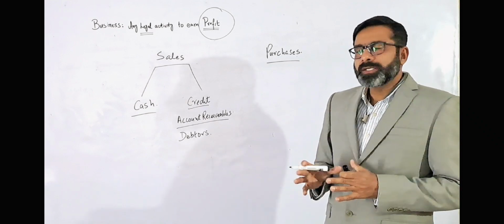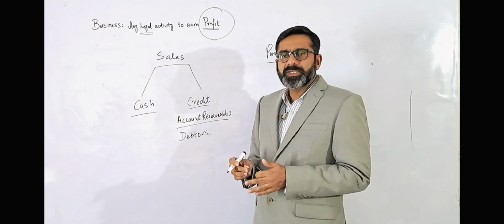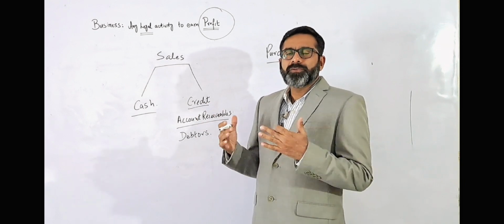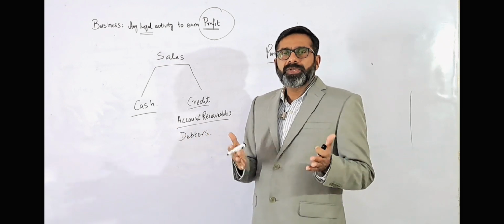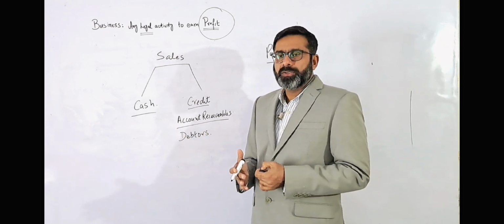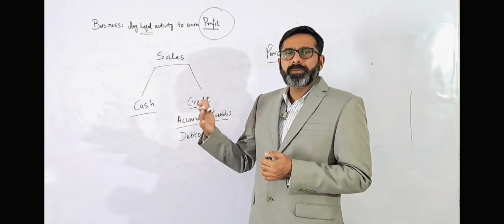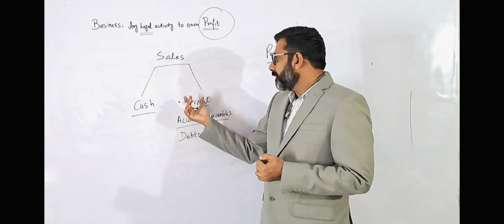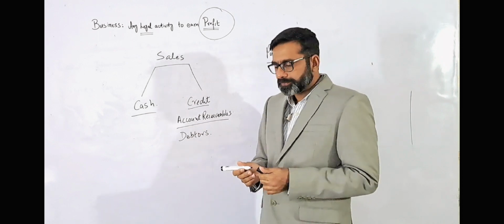So if you are not getting the money, you are not getting the cash immediately, but you are getting the cash in the future. There is a promise that they will give the money after 5, 10, 15, 20 days, or maybe 1 month, or in some cases 2 months, 3 months, 6 months. So that will be called the sales, but it is the sales on the credit basis.